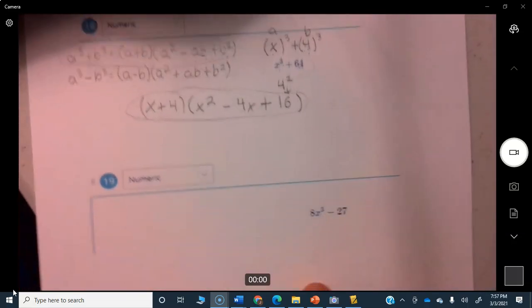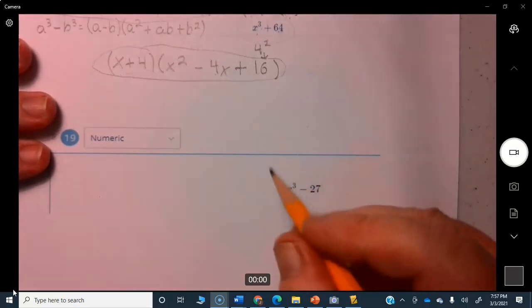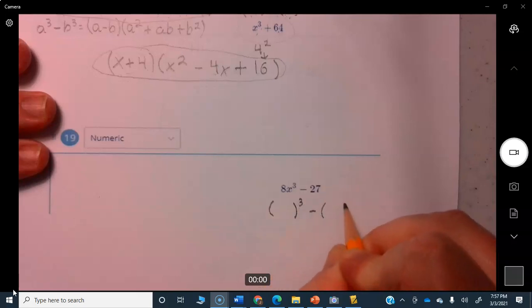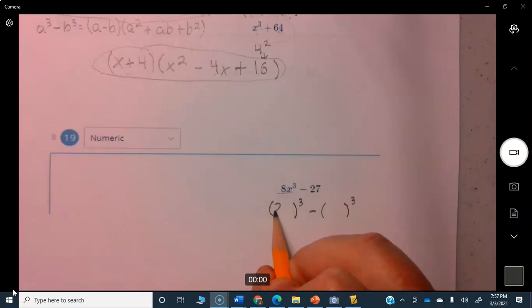So in the next problem, you're going to use the difference here. Okay, so again, what we have to do is this. Open parenthesis cubed minus open parenthesis cubed. Okay, so what do we put in here to get 8x to the third? So take it one piece at a time. What do you cube, that is multiply by itself 3 times, to get 8? And I think most of you can see that's going to be 2. 2 times 2 times 2 is 8.